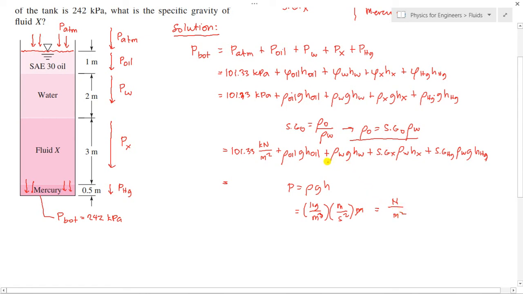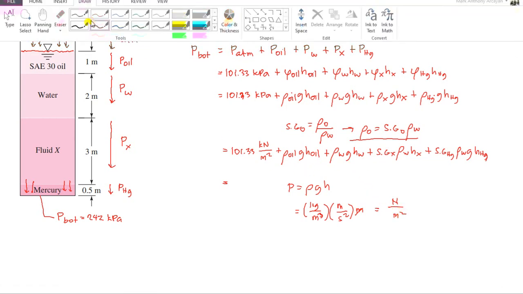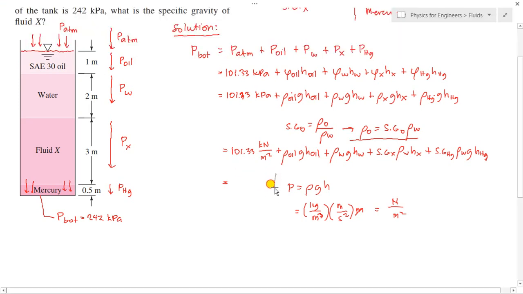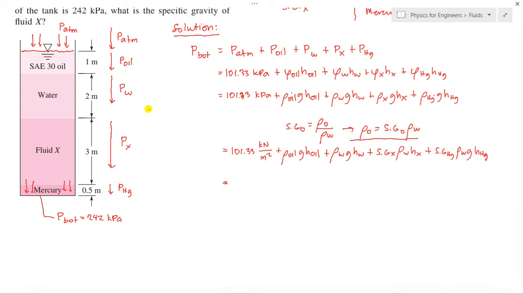So therefore kaning mga pressure sa atong oil, sa water, sa fluid X ug sa mercury, ang iyang units ana is in newton per meter squared. So therefore kaning atong atmospheric na kilonewton ato lang siya i-convert into newton. So that is equal to, multiply na to 1000, so that is 101,330, that is in newton per meter squared. So consistent na ni siya sa the rest ng mga pressures.